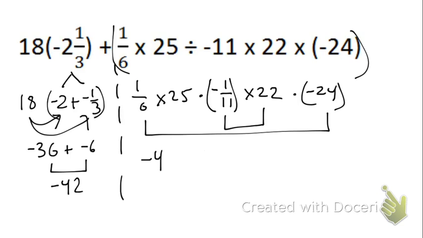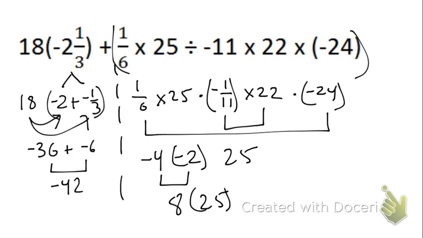And right here, I could do the -1/11 times 22. Just 22 over 11, which gets us 2. But it's a negative times a positive, so it should get a -2. And right there, we still got the 25. So here I could do -4 times -2 is +8. Times 25 gets us 200.